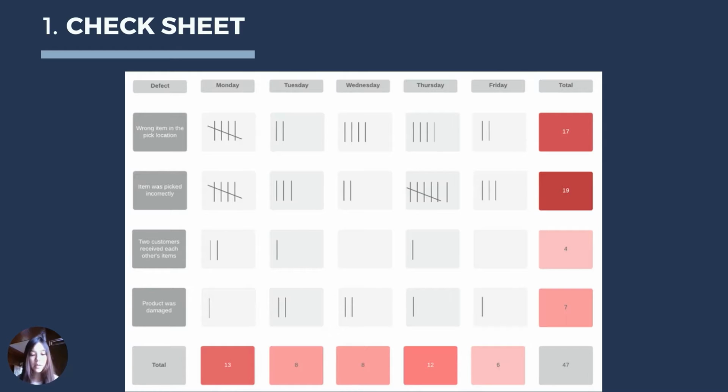For the example here, the wrong item in the pick location occurs 5 times on Monday, twice on Tuesday, 4 times on Wednesday, and so on. It allows you to quickly zero in on defects or errors within your process or products, defect patterns, and even causes of specific defects. With its simple setup and easy-to-read graphics, a check sheet makes it easy to record preliminary frequency distribution data when measuring our processes.